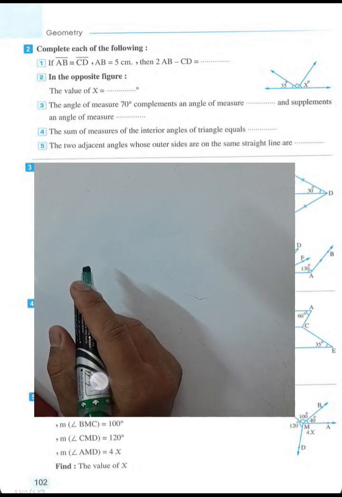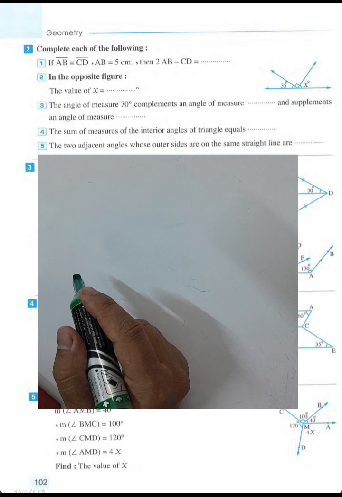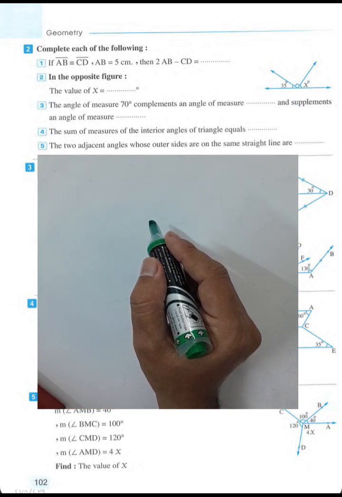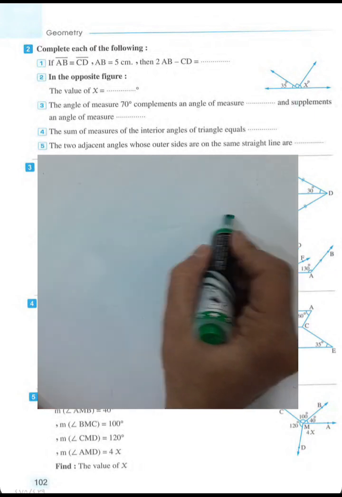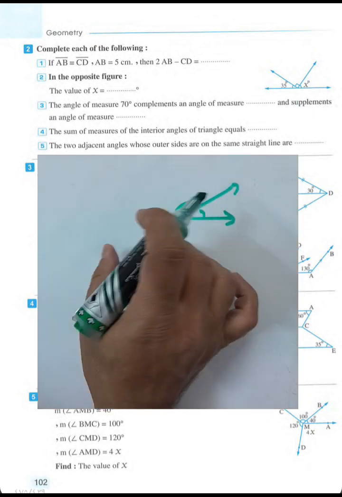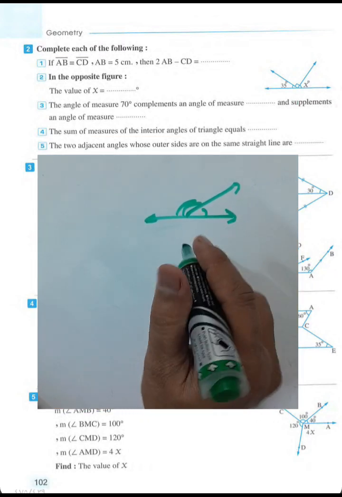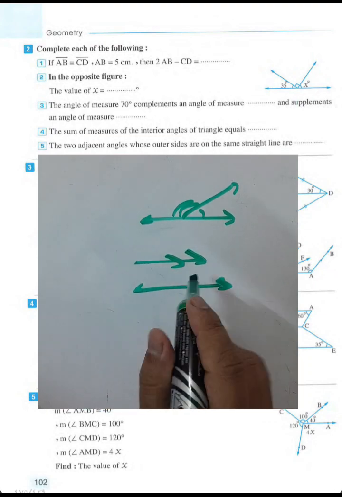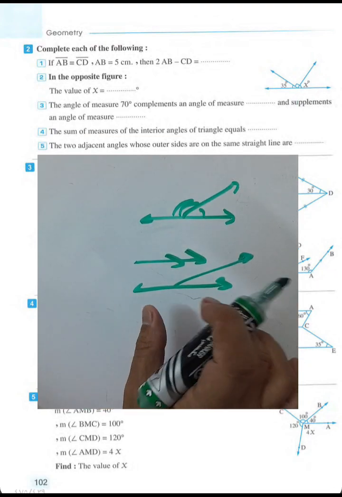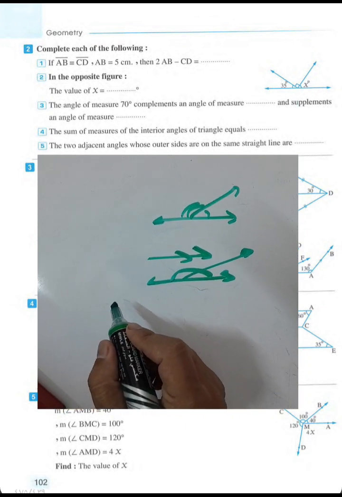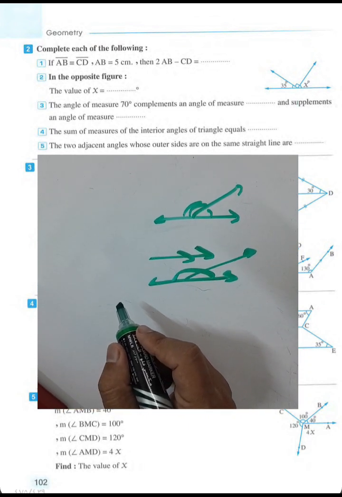Question number 5. The two adjacent angles whose outer sides are in the same straight line are supplementary. We have here two supplementary angles because the outer sides are in different directions, left hand side and right hand side, and in the same straight line, meaning the sum of them will be 180 degrees. We call them supplementary angles.